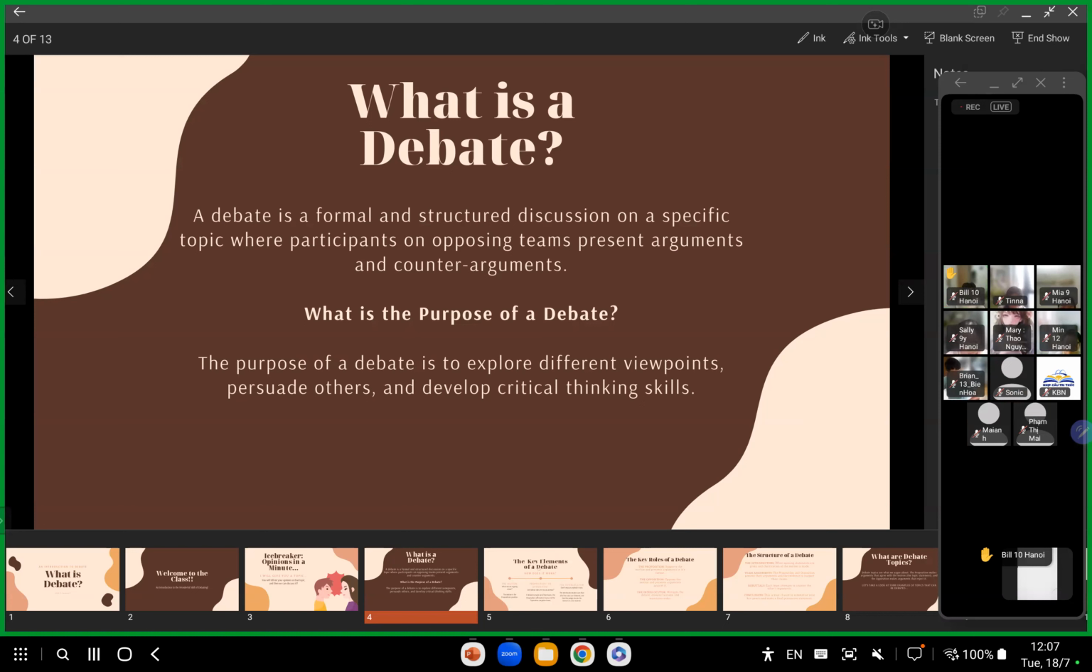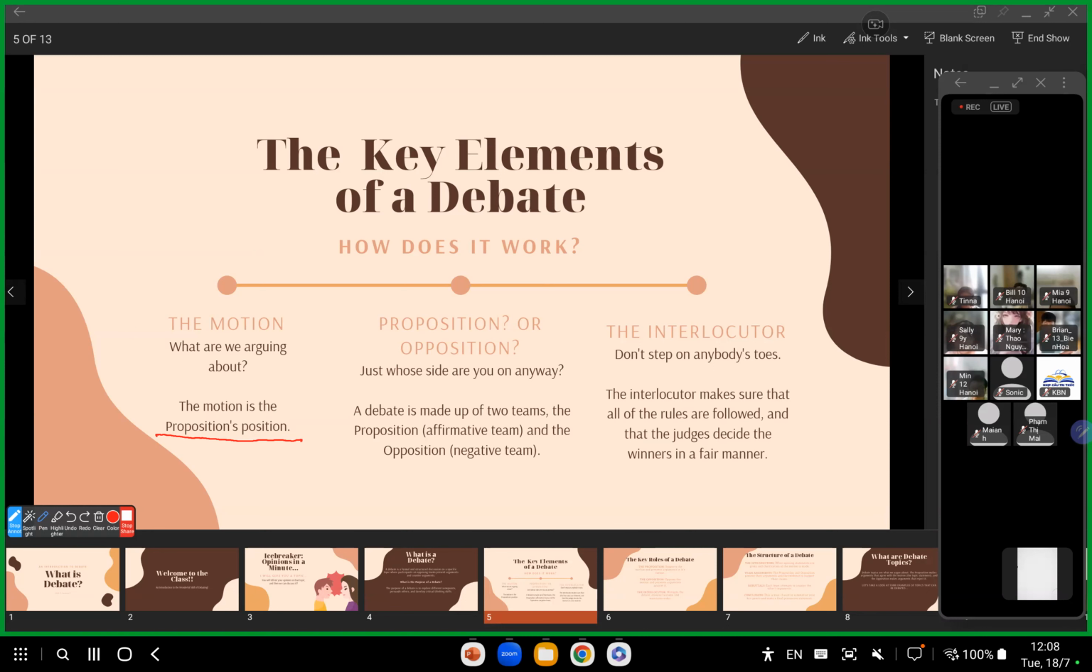Okay, so very good, everyone. So we see the motion is the proposition's position. So the proposition will always agree with the topic of the debate, and the motion is the statement that they give. So that lets everybody know what they agree with.